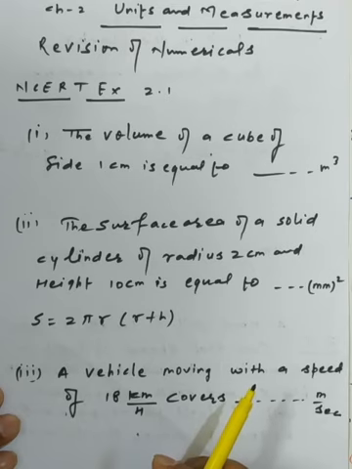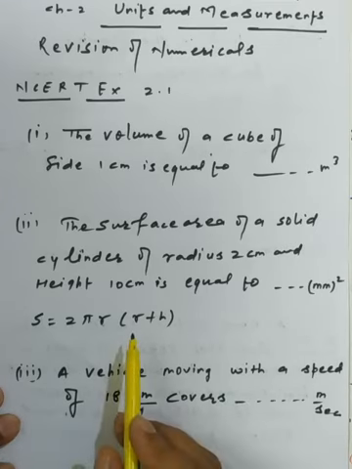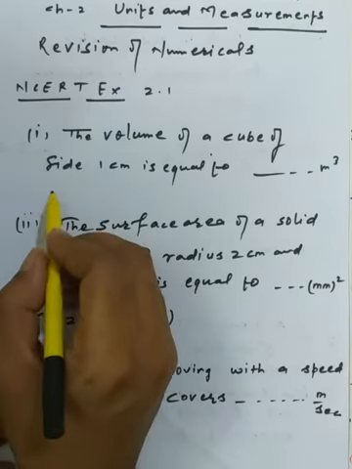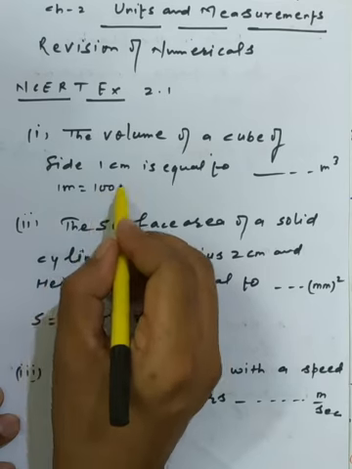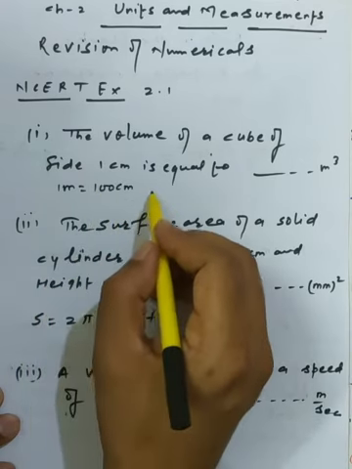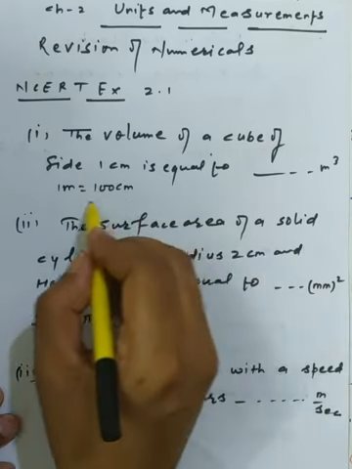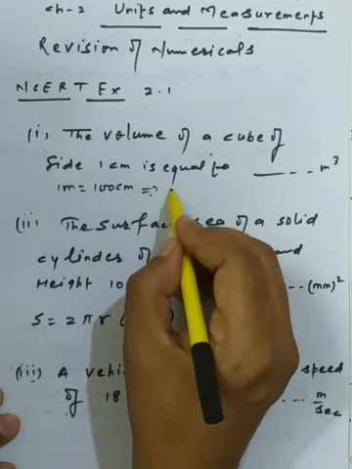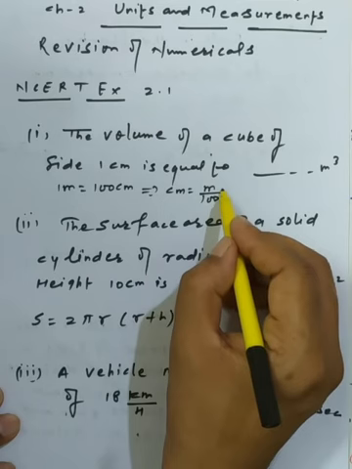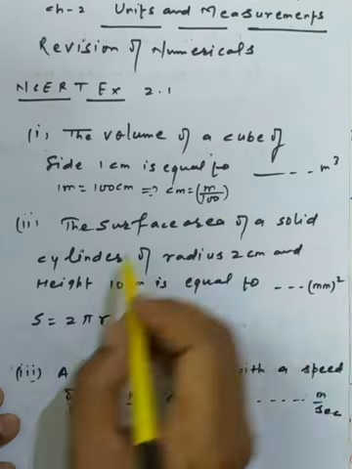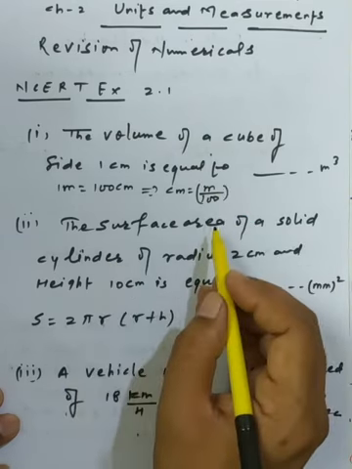One of the questions given is: the volume of a cube of side 1 centimeter is equal to how many meter cube? Easily, you know the relation that 1 meter is equal to 100 centimeter. So whenever you are solving it, you can put, in place of the centimeter, meter upon 100. This is the simplest conversion of the centimeter, and you are converting it into the part of the volume.